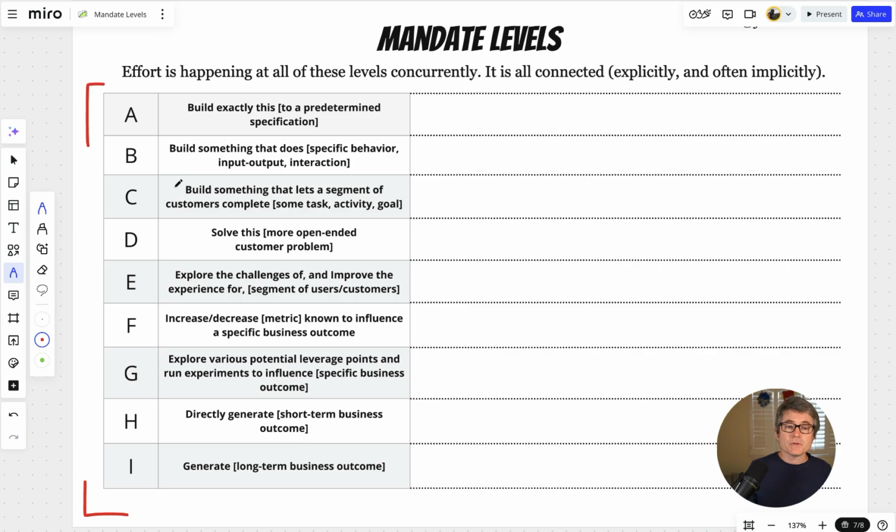So it's a little less prescriptive. C: build something that lets a segment of customers maybe accomplish some task or activity or goal. It's a little less prescriptive. B and C are in some circles called user stories, but I just call them B and C.